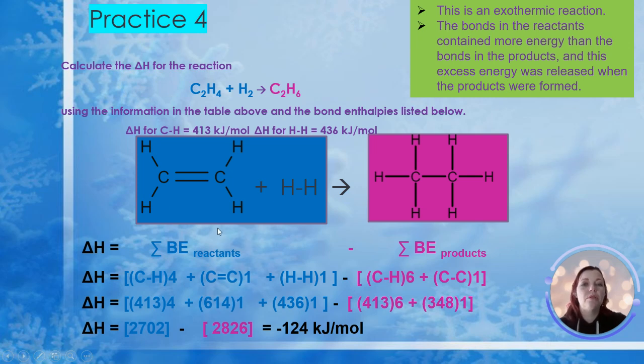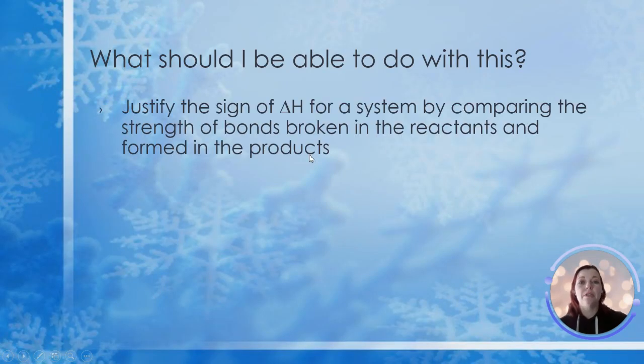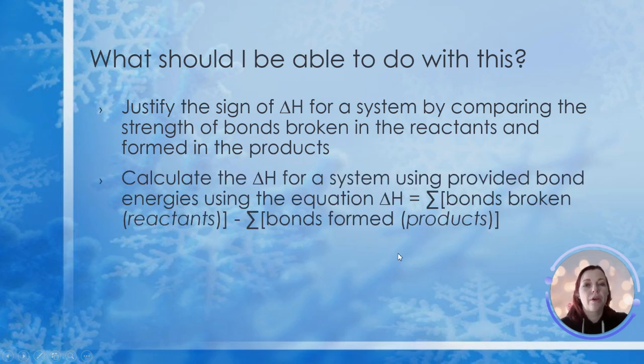And that's what we use bond energies for, and I have seen this question asked both quantitatively and qualitatively on the AP exam. So that's it for this topic. What should you be able to do with this? You should be able to justify the sign of delta H for a system by comparing the strength of bonds broken in the reactants and formed in the products. You should be able to calculate the delta H for a system using provided bond energies using the equation delta H is equal to the sum of bonds broken, which is the reactants, minus the sum of bonds formed, which is the products. And that's it.